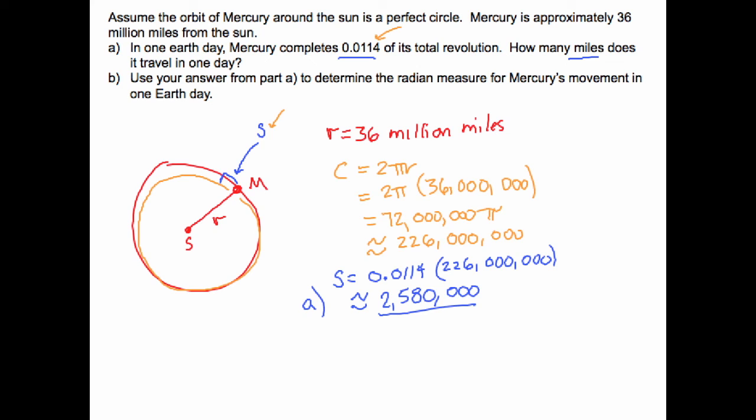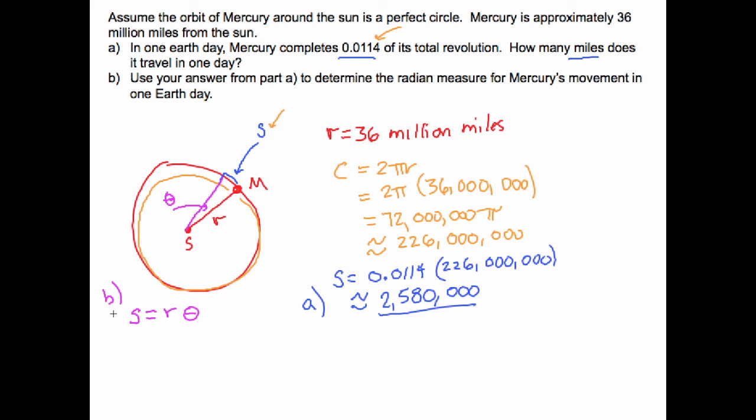For part B, I'd like the radian measure that angle was swept out to allow Mercury to travel 2,580,000 miles. So that angle, that measure, would be this angle right here. Now I have a calculation that will do that. I know my arc length is equal to r theta. So that's what I'll use for part B.